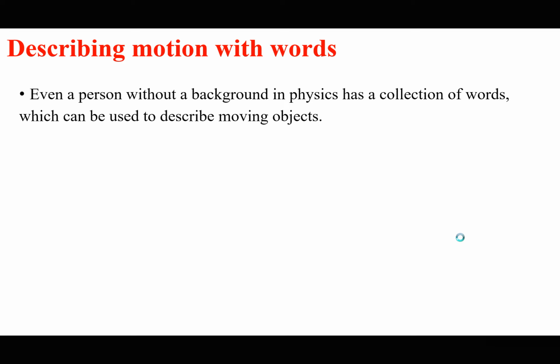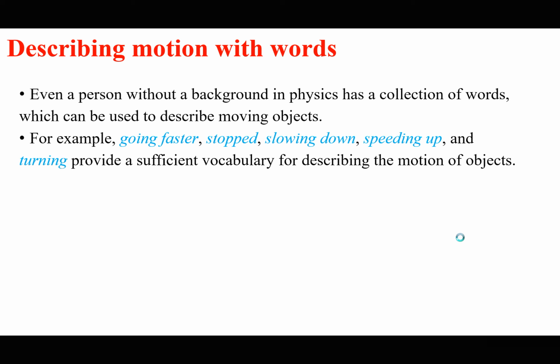So in kinematics, we want to borrow those words to describe motion. For example, a car is going faster. The car has stopped. The car is slowing down. The car is speeding up. The car is turning. All these words are used in everyday life to describe motion. So these provide a sufficient vocabulary for describing the motion of objects. So we are now describing motion by simply using words.